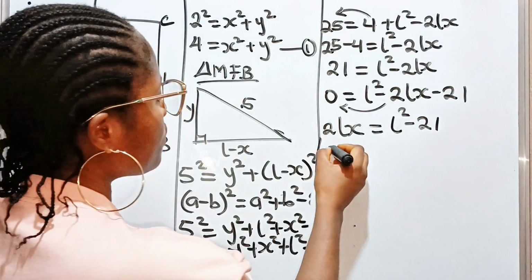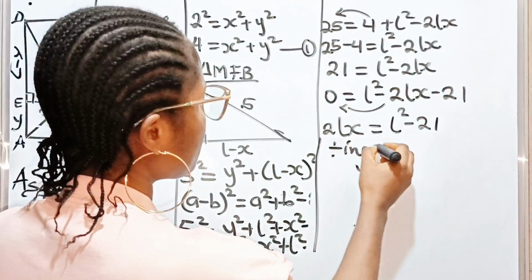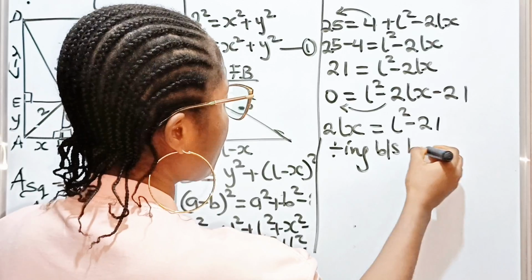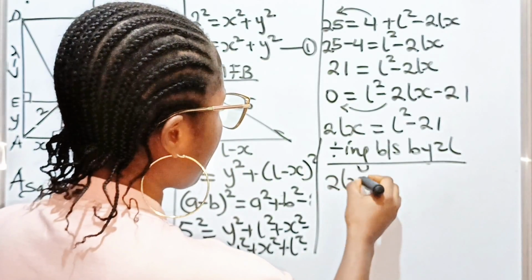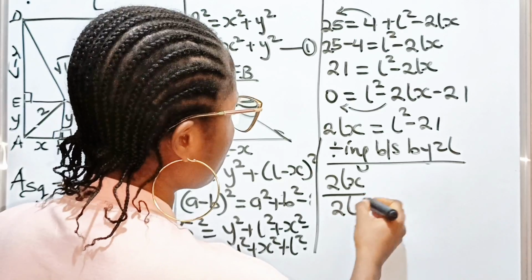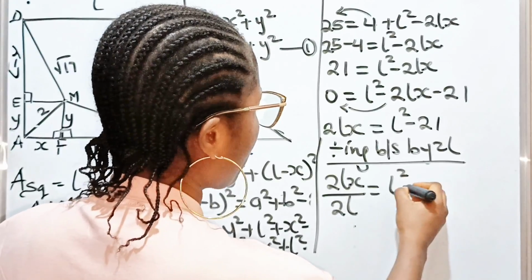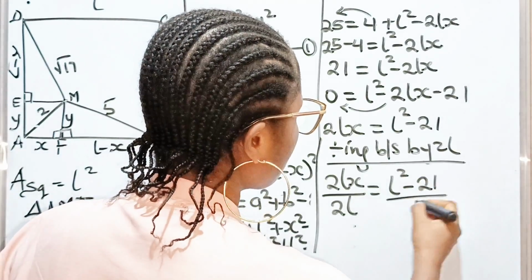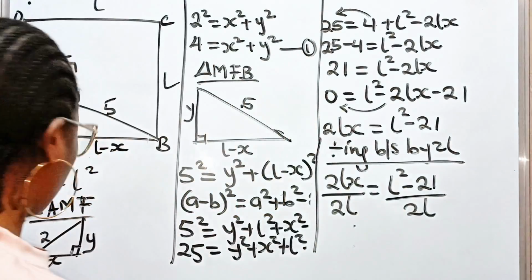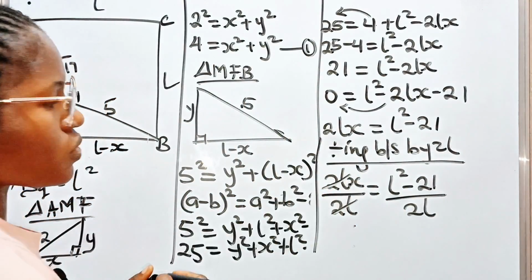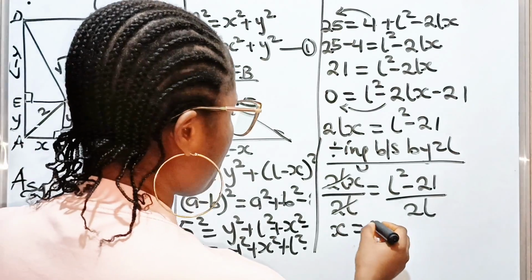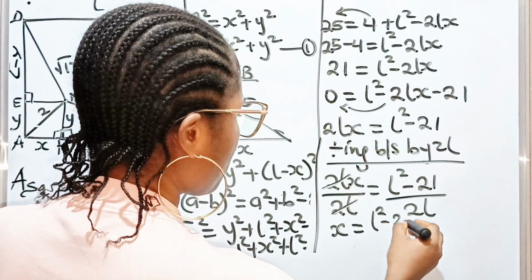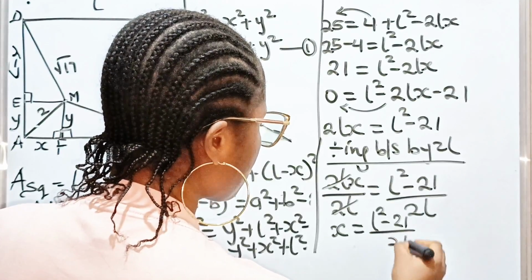Okay, now dividing both sides by 2l, we have 2lx divided by 2l is equal to l squared minus 21 divided by 2l. So we divide by 2l, and we have that x is equal to l squared minus 21 divided by 2l.